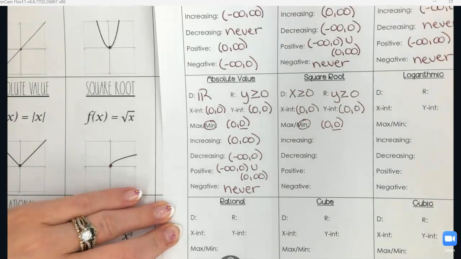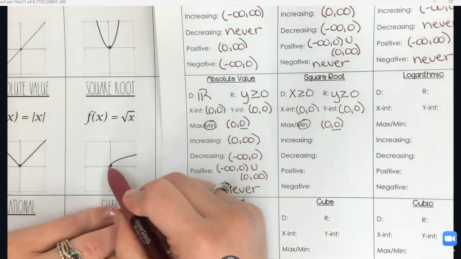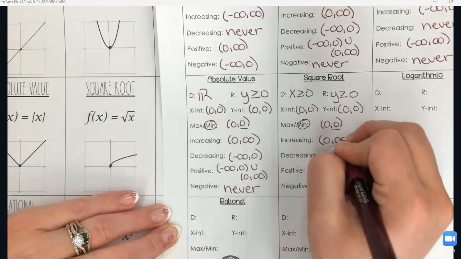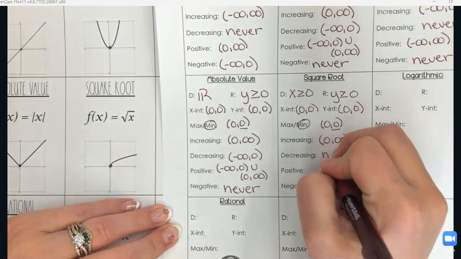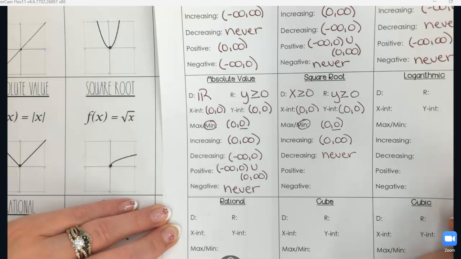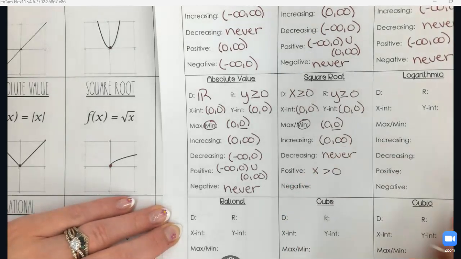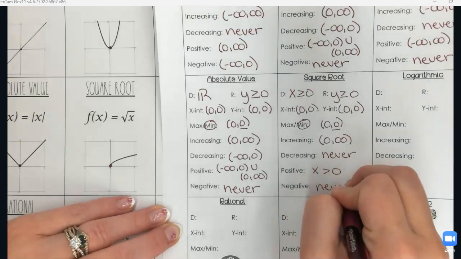So there's your minimum. We're increasing from 0 to infinity because that's where I have x values. It never switches to decreasing. It's also positive on that entire interval from 0 to positive infinity, and it never becomes negative.